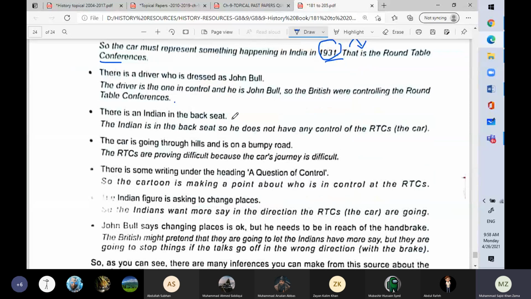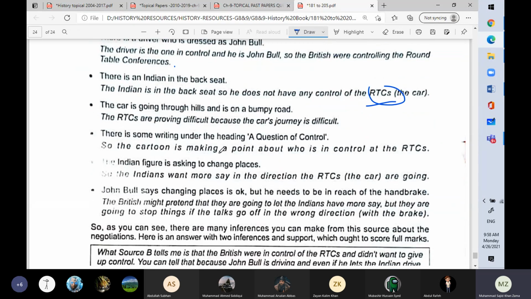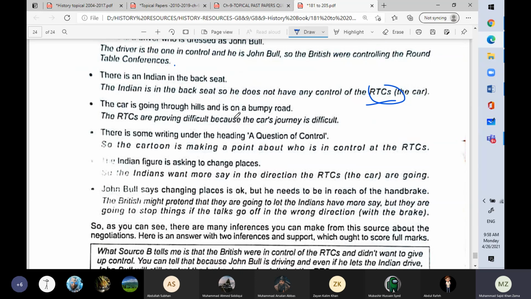There is an Indian in the back seat. The Indian in the back seat doesn't have any control of the RTC, the car representing the RTC. The car is going through hills and is on a bumpy road. This is a surface feature. Now what you work out of it: the RTC was proving difficult because the car journey is difficult. Are you following these points?